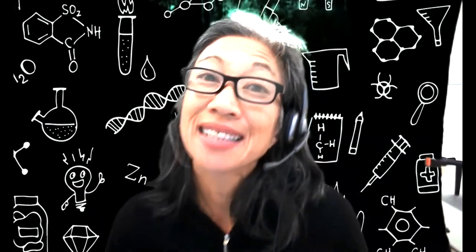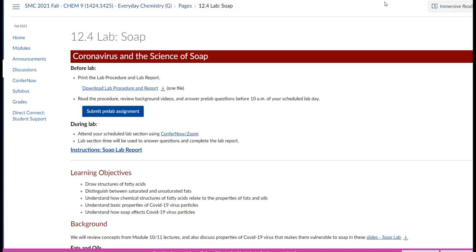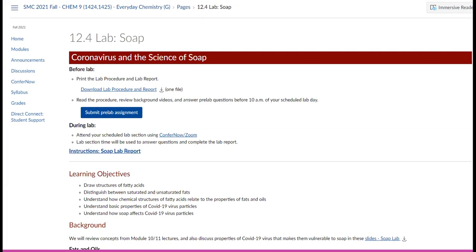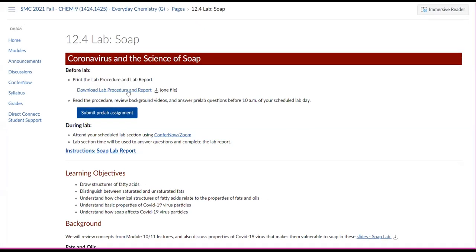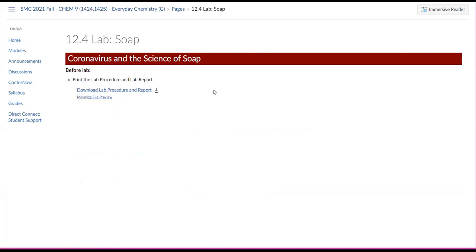Okay, so we're getting into the coronavirus and the science of soap, how soap is important in fighting off this virus. So first of all, make sure you have the lab procedure and lab report handy. So let me show you here on my screen. Okay, so here we have the lab page. So the lab procedure and lab report is one page. So I'll show you this.